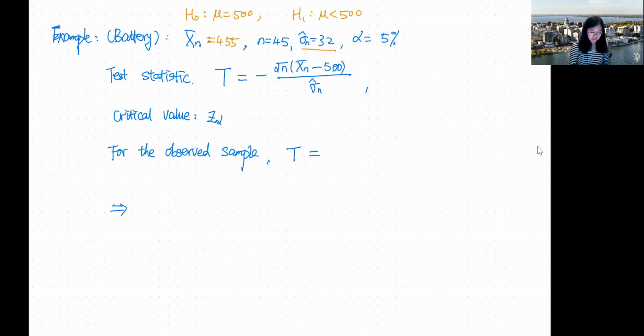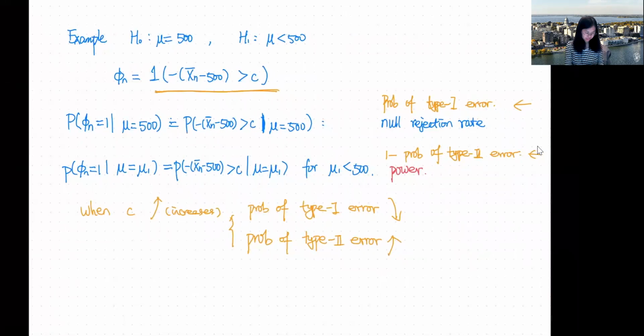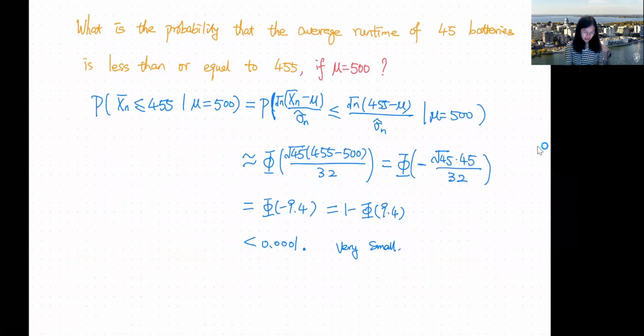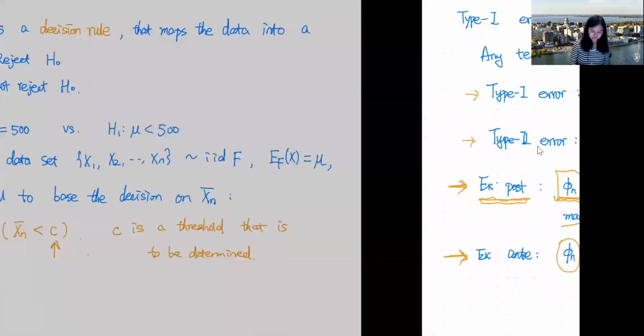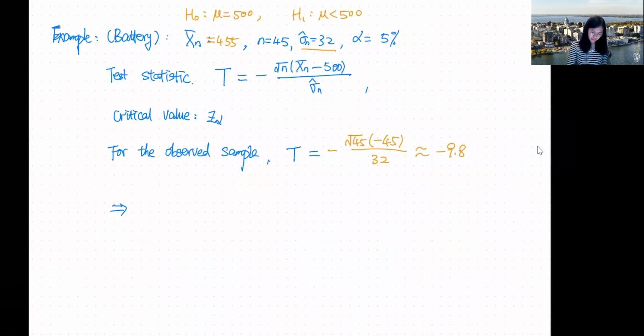So for our observed sample, we can figure out what T is. T is minus square root of 45 times (455 minus 500) divided by 42, and that is approximately 9.4. We actually calculated this already at the beginning of last lecture. So that's approximately 9.4, plus 9.4, because you got two minus signs here.